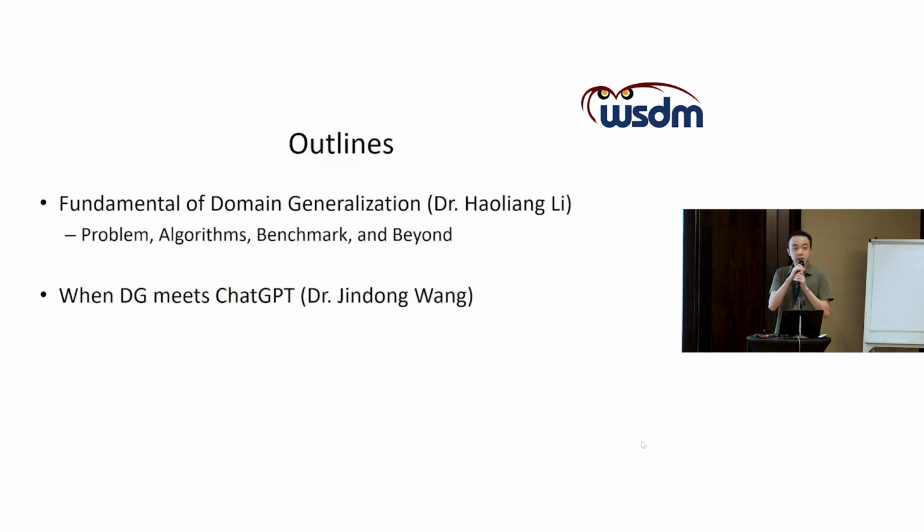Here is the outline of this tutorial. As you can see, our tutorial consists of two different parts. The first part, about the fundamentals of domain generalization, will be presented by me. And next, because nowadays AIGC, especially ChatGPT, is very popular, my colleague Jingnu Wang will share with you his research experience about the robustness and generalization issue related to ChatGPT.